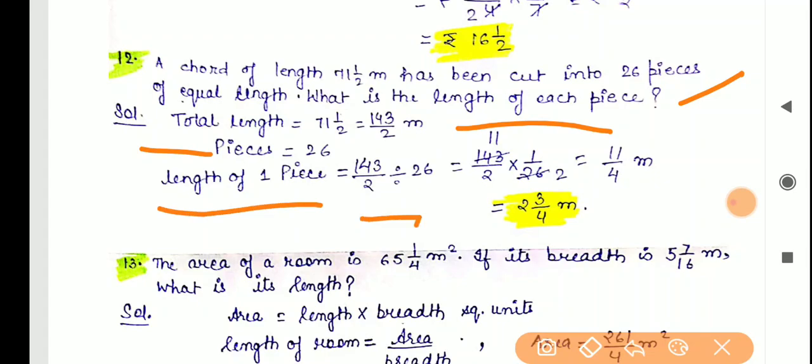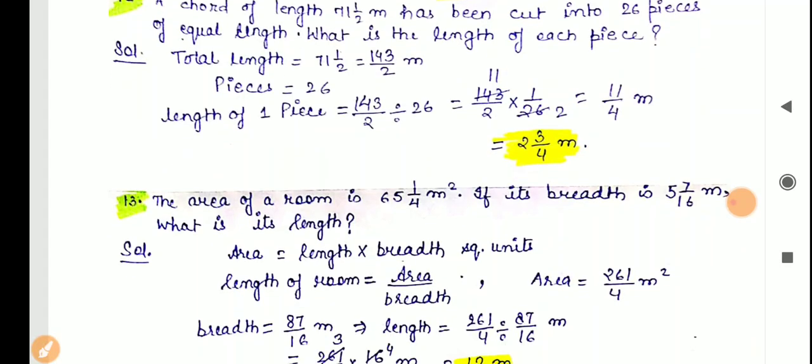When we solve, 143 will be divided by 13. 13 twos are 26, and 13 ones are 13, then 13 goes 11 times. So the answer is 11 by 4 meter. In mixed fraction, 2 and 3 by 4 meter. So the length of each piece is 2 and 3 by 4 meter.